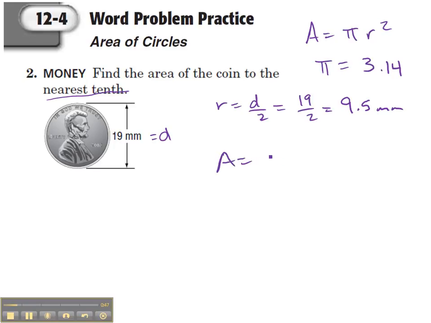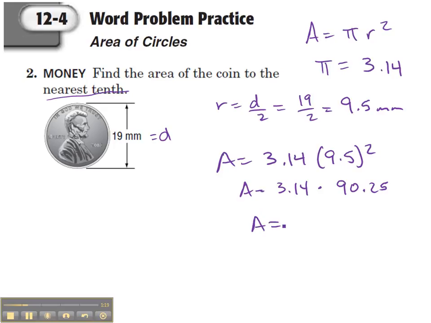Area equals pi, which is 3.14, times the radius squared, 9.5 squared. And again, just as on yesterday's homework, you can use a calculator on this homework as long as you set up your equation as I did up there. So area equals 3.14, and then when I use a calculator to calculate 9.5 squared, I get 90.25. Then I do this multiplication, 3.14 times 90.25.